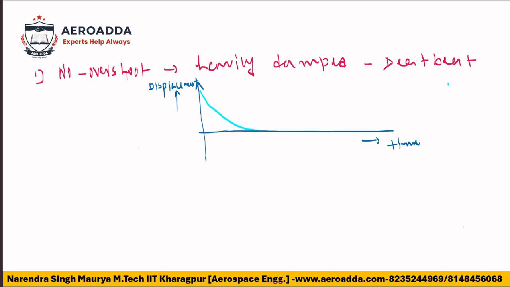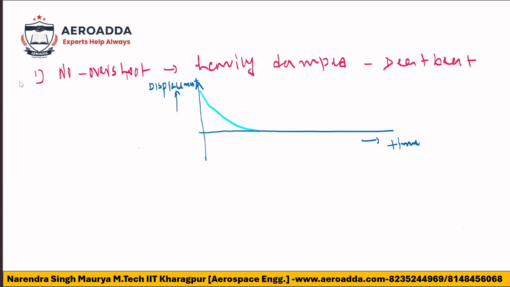But anyway, I hope you understood. Dead beat means there is no oscillation at all. Heavily damped means without any oscillation, the displacement from the original initial condition immediately becomes zero. What was the disturbance? Immediately after the disturbance, the aircraft will get back to its original condition. That's the meaning of it.